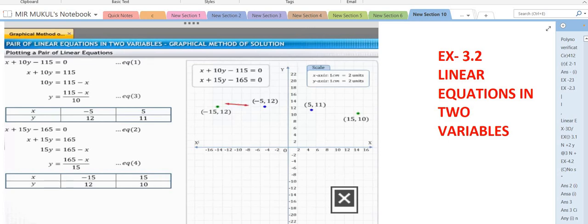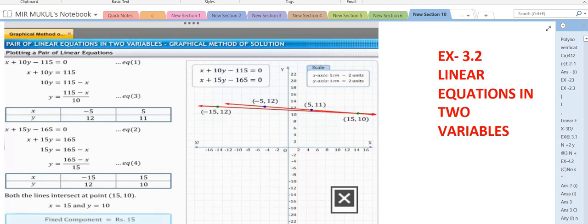Now, let's plot the ordered pairs for the first equation. We'll get a straight line. Similarly, on plotting the ordered pairs for the second, we get another straight line. As you can see, the two lines intersect each other at 15, 10. This is the solution of the two equations. It implies x is equal to 15 and y is equal to 10. Thus, the fixed component of the fare is 15 rupees and the variable component is 10 rupees.